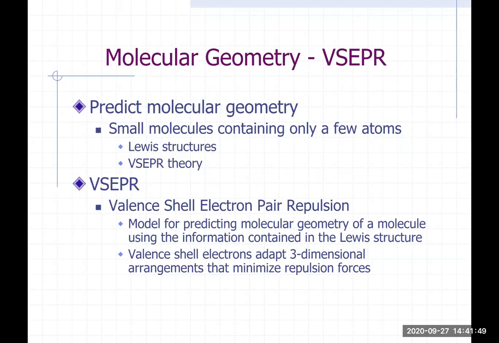So VSEPR is a model that we use to predict three-dimensional geometry of small molecules that only contain a few atoms. VSEPR uses the Lewis structure as the ground formation of this three-dimensional model. And then we look at the valence shell electrons and adapt that three-dimensional structure to minimize the repulsive forces of the electrons.